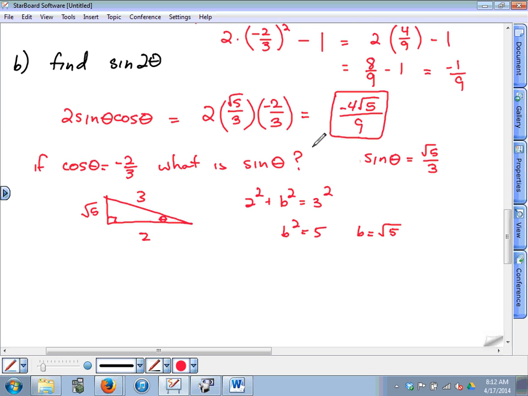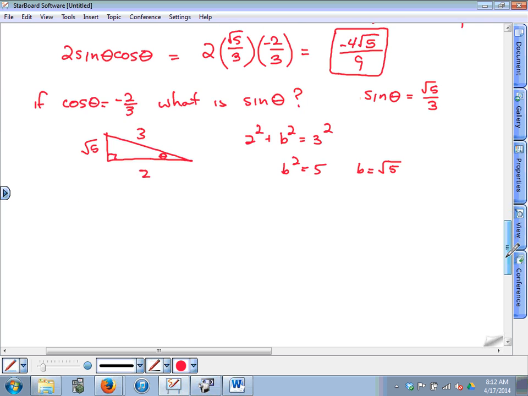Do you keep it negative or? Yeah, because theta is in the second quadrant, but if you take theta and multiply it by 2, it's no longer in the second quadrant. Does that make sense? Yeah. That's a good question, though. Really good question.